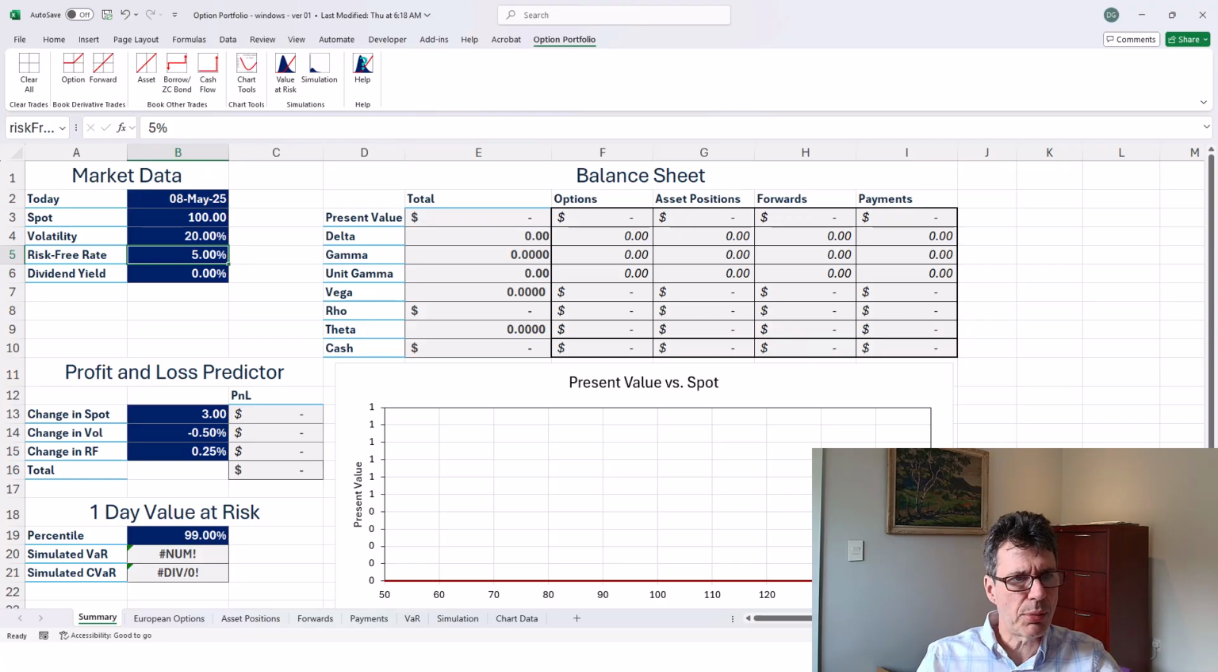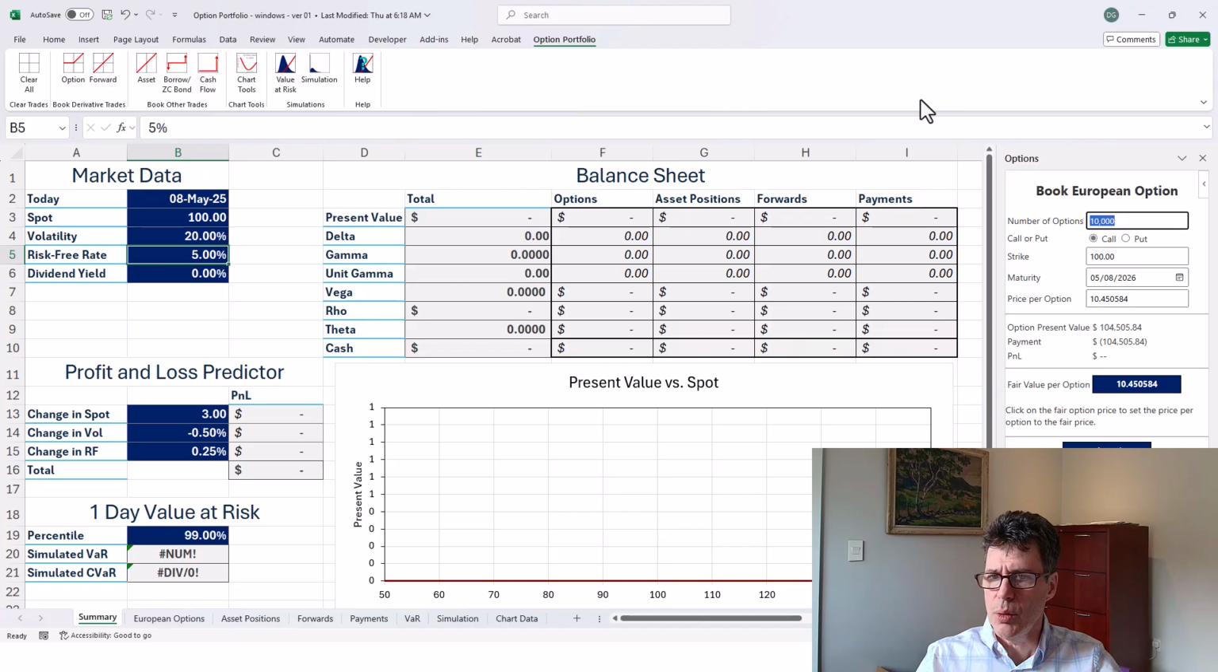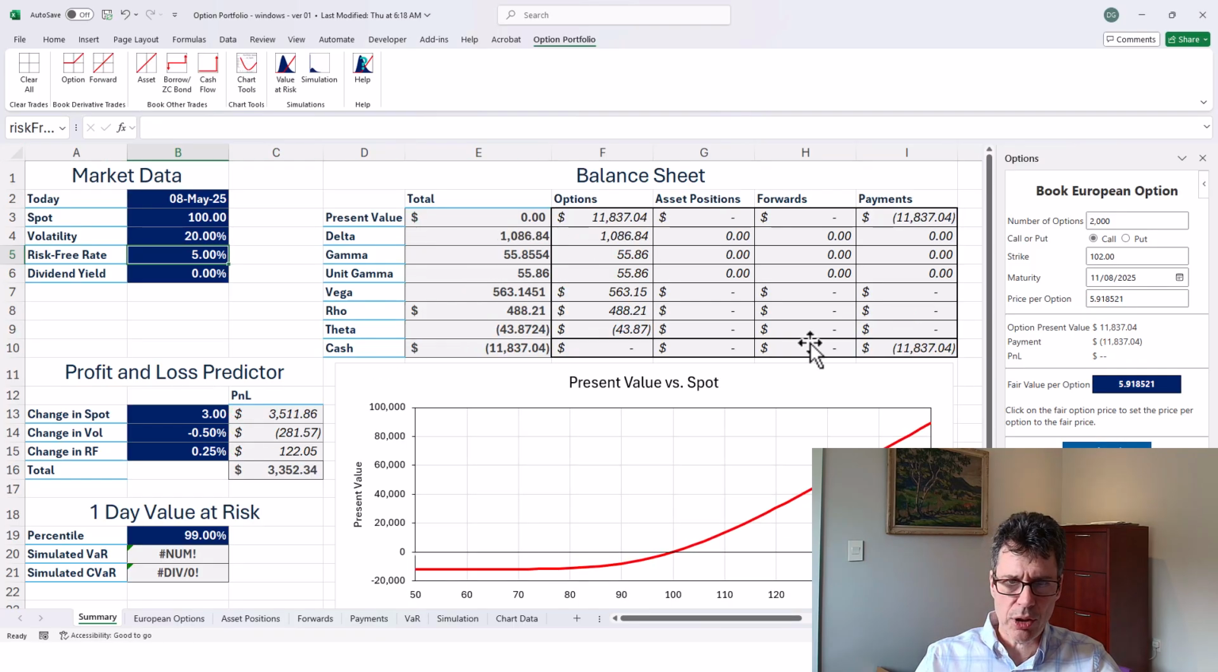You are long 2,000 European call options with strike 102 and maturity November 8th, 2025. To book some options, we go to the option button. We are long 2,000 call options with a strike of 102 and a maturity November 8th, 2025. I'm going to book these at fair value. Click book, and we can see the options are now in the spreadsheet with a payment, and the present value is 0.